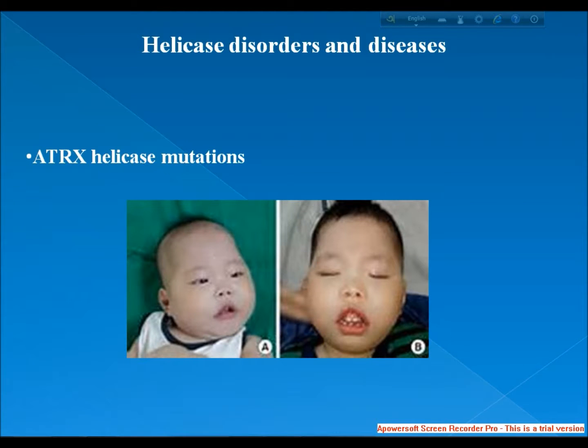Now I come to the main thing, the helicase disorders and diseases. First, the ATRX helicase mutations. The ATRX gene encodes the ATP-dependent helicase, also known as XH2 and XNP, of the SNF2 subgroup family. That is thought to be responsible for functions such as chromatin remodeling, gene regulation, and DNA methylation.